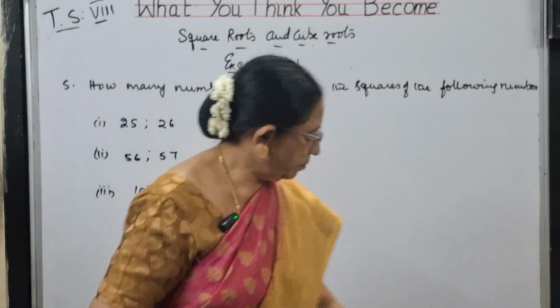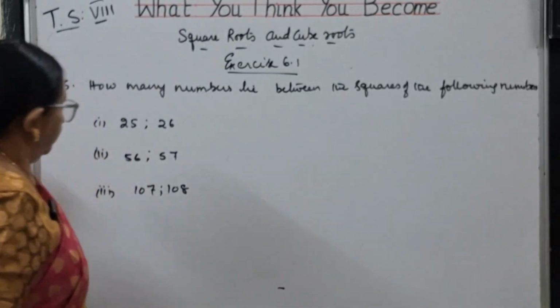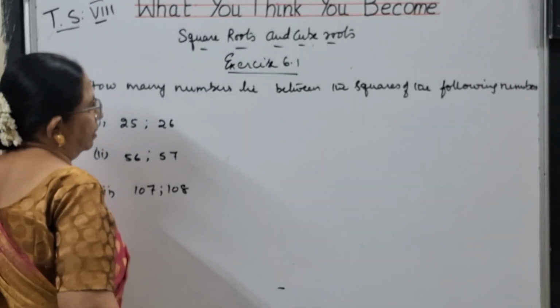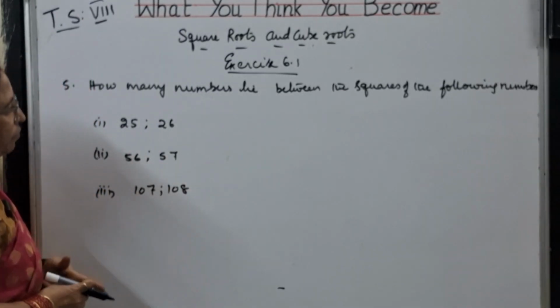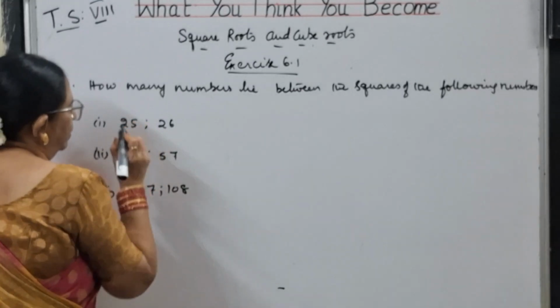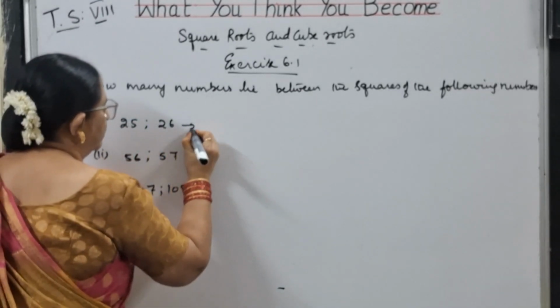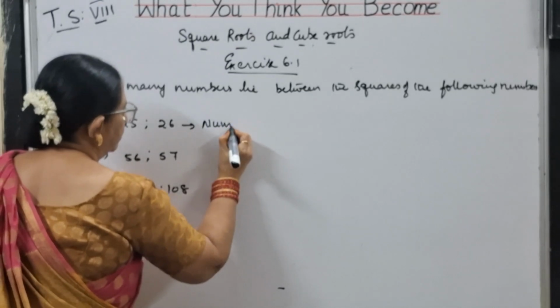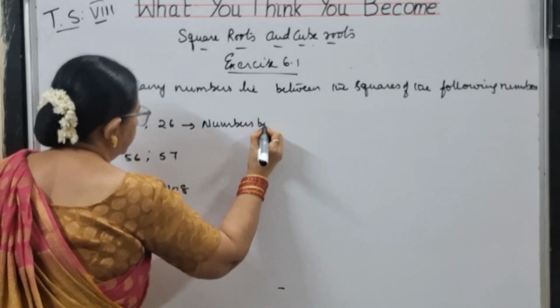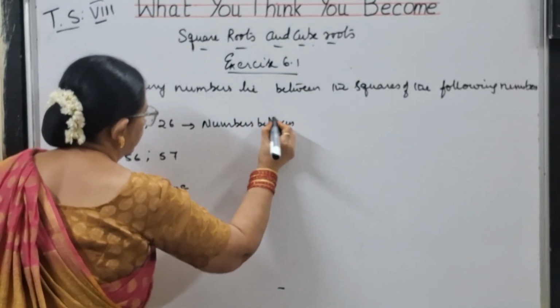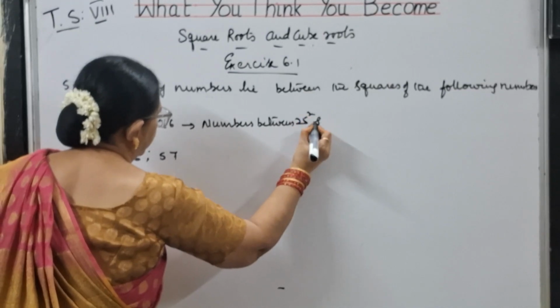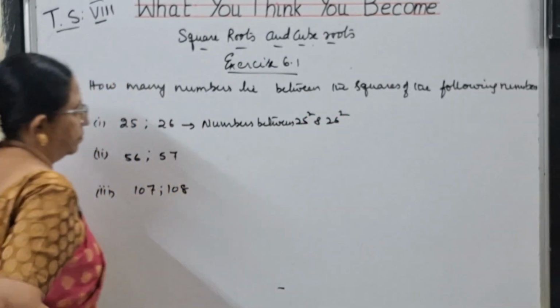Now the question is, fifth one, sorry: how many numbers lie between squares of the following numbers? That means he is asking about numbers between 25 square and 26 square.